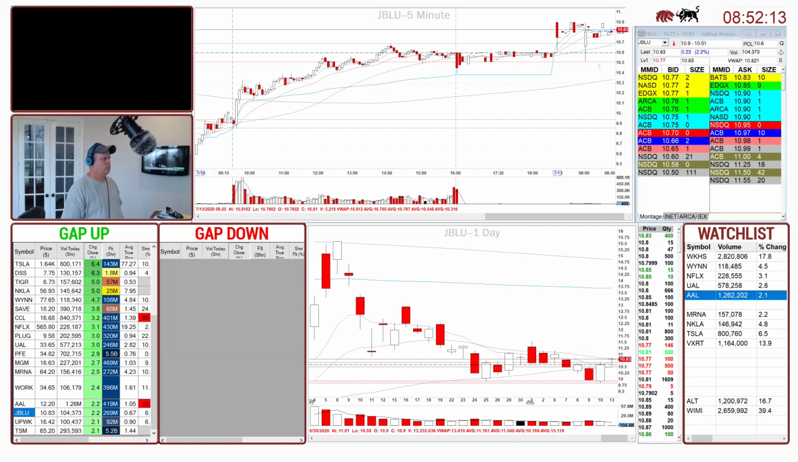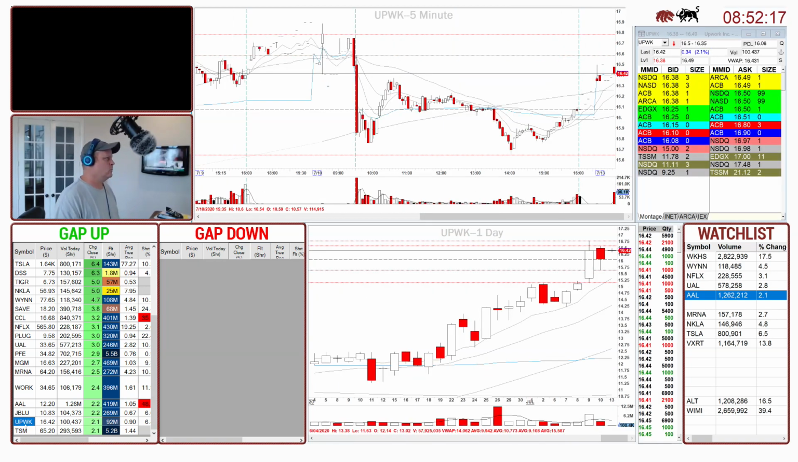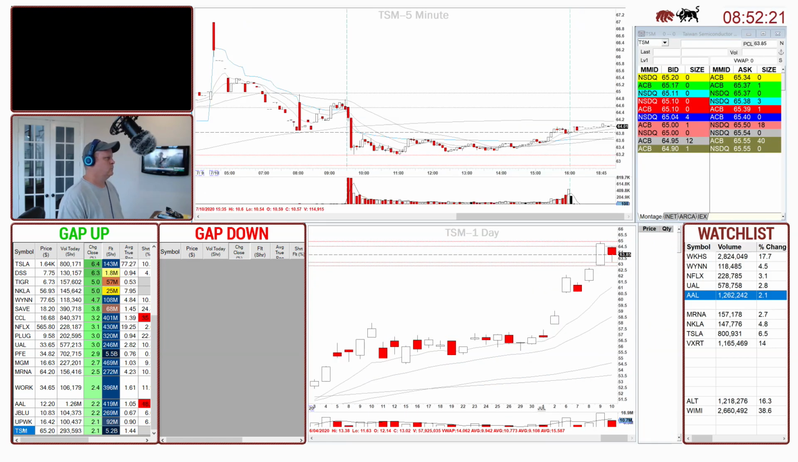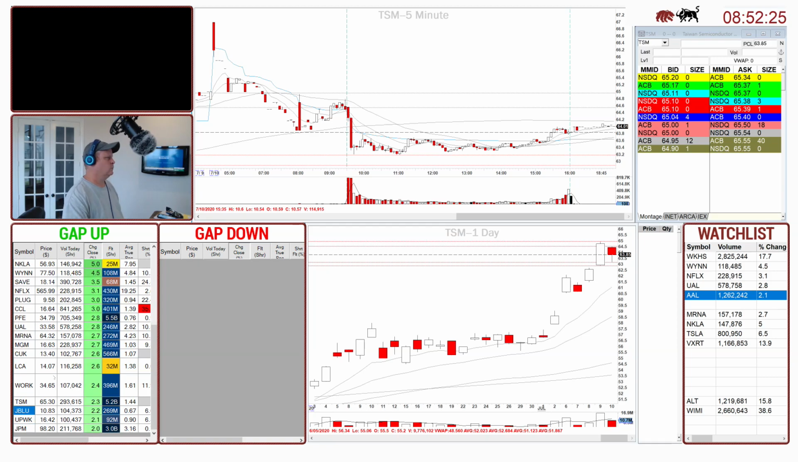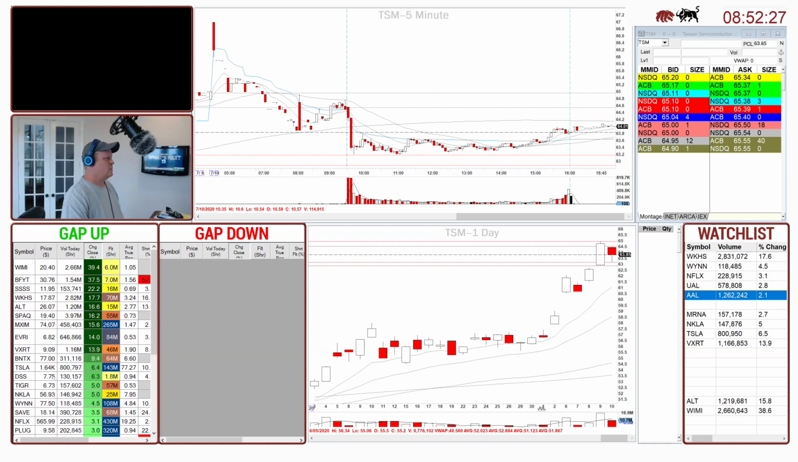JetBlue is not looking all that good, guys. Pre-market's a little crappy, so I'm going to skip on that one. Upwork, not looking great either, very light on the volume. And then the last one, TSM, also an NYSE stock. We went through this list, guys, because obviously for us, without the NYSE stock information, we were able to skip through a lot of these, but for the most part, we got an okay list so far.